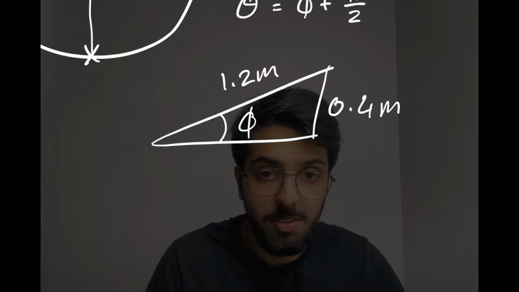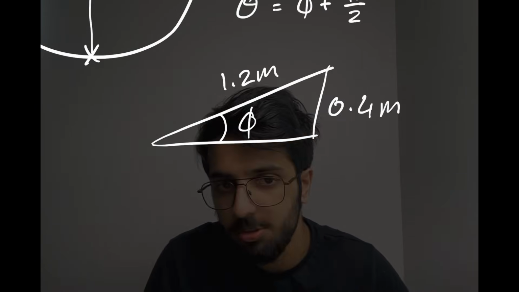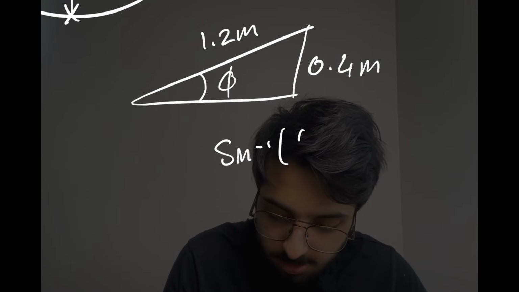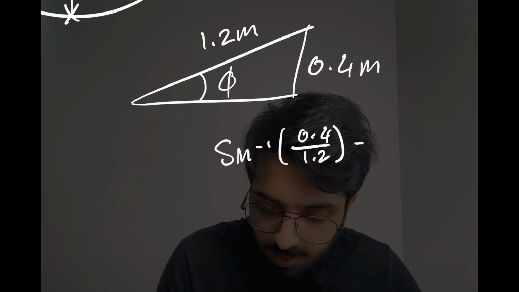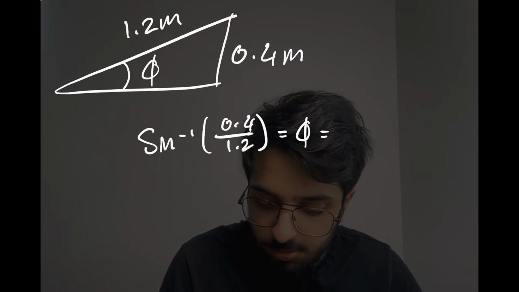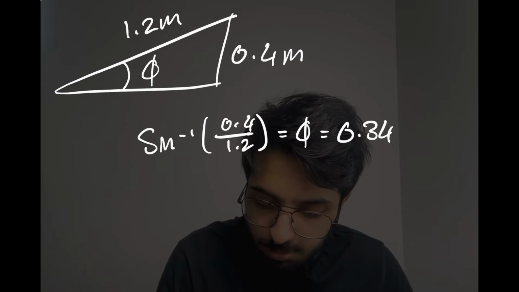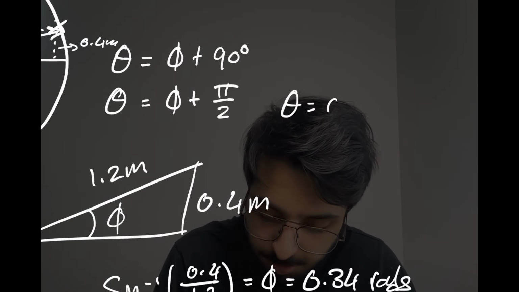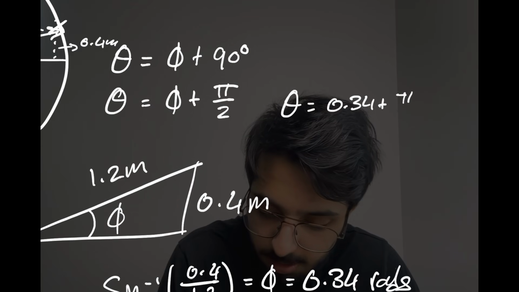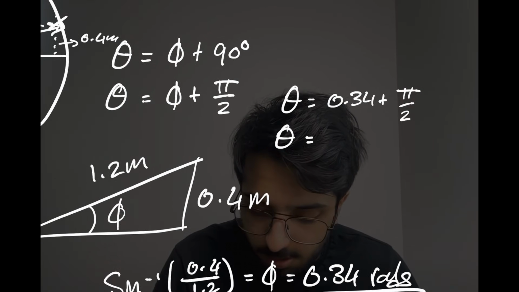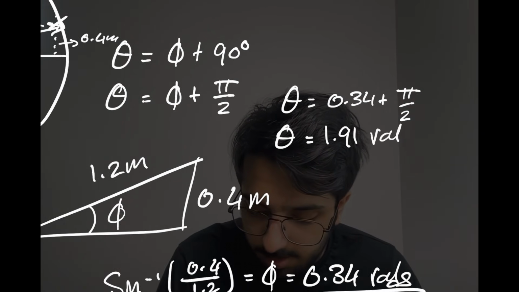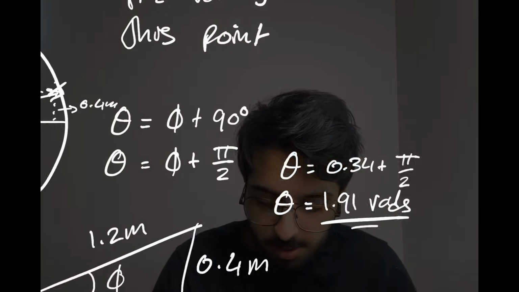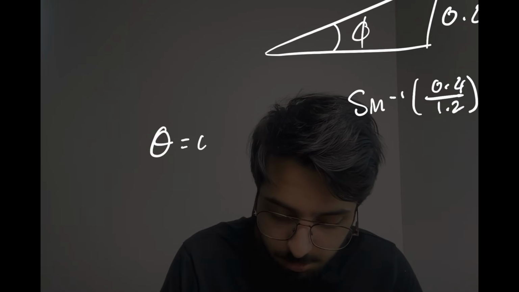There we go. So we have our opposite side and our hypotenuse, so we can use the inverse sine relationship to find 0.4 all over 1.2, and that's equal to our phi, and our phi is equal to 0.34 radians. And so therefore, our theta is equal to 0.34 plus pi over 2, and this gives us a theta of 1.91 radians.